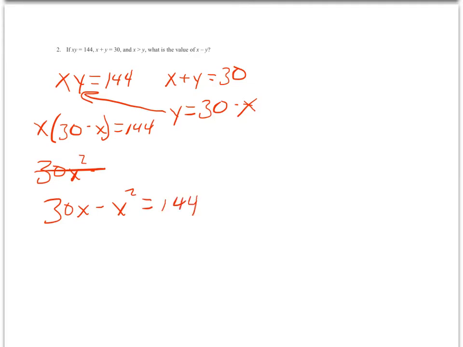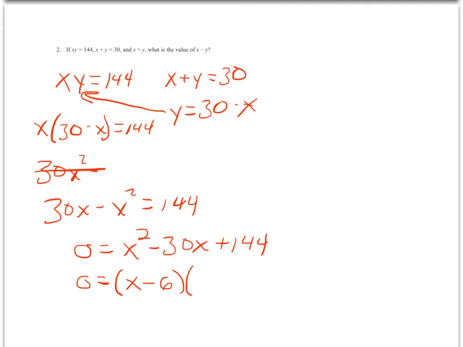To solve this for x, you need to get all the terms on the same side of the equation. If we subtract 30x and add x squared to both sides, we get 0 equals x squared minus 30x plus 144. This factors. We need two numbers that multiply to get 144, and the same two numbers add to get negative 30. Those numbers are negative 6 and negative 24. If you add those, you get negative 30. If you multiply them, you get positive 144.